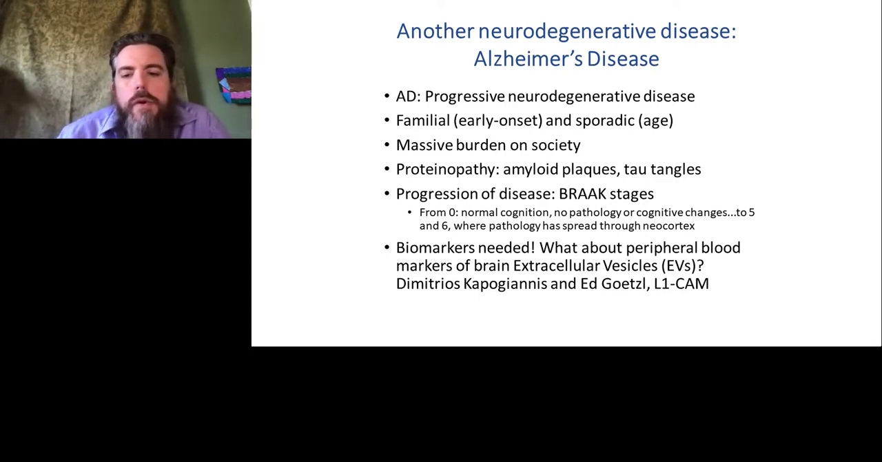Of course, imaging efforts are underway, but it would be quite convenient if we could take a so-called liquid biopsy, maybe a sample of saliva, perhaps a blood plasma sample, and understand what is happening in a particular tissue like the brain. So I'd just like to make a reference here to Dimitrios Kapogiannis, who is my colleague at the National Institute on Aging in Baltimore, and is also cross-appointed with Johns Hopkins, and then one of his collaborators, Ed Goetzl. They have a whole raft of papers on using L1CAM, which is a receptor that can be found on neurons and other cells as well, to obtain extracellular vesicles in the periphery that have putatively come from the brain, or at least from neurons.